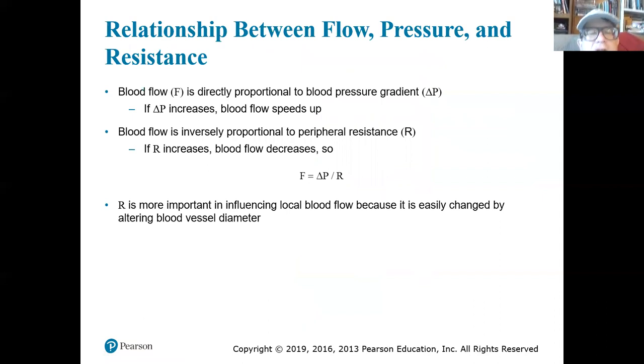So blood flow is directly proportional to the gradient, the change in pressure. If the change in pressure between the high pressure area and the low pressure area becomes bigger, the blood flow will become faster. Blood flow is inversely proportional to peripheral resistance. If resistance goes up, blood flow goes down.